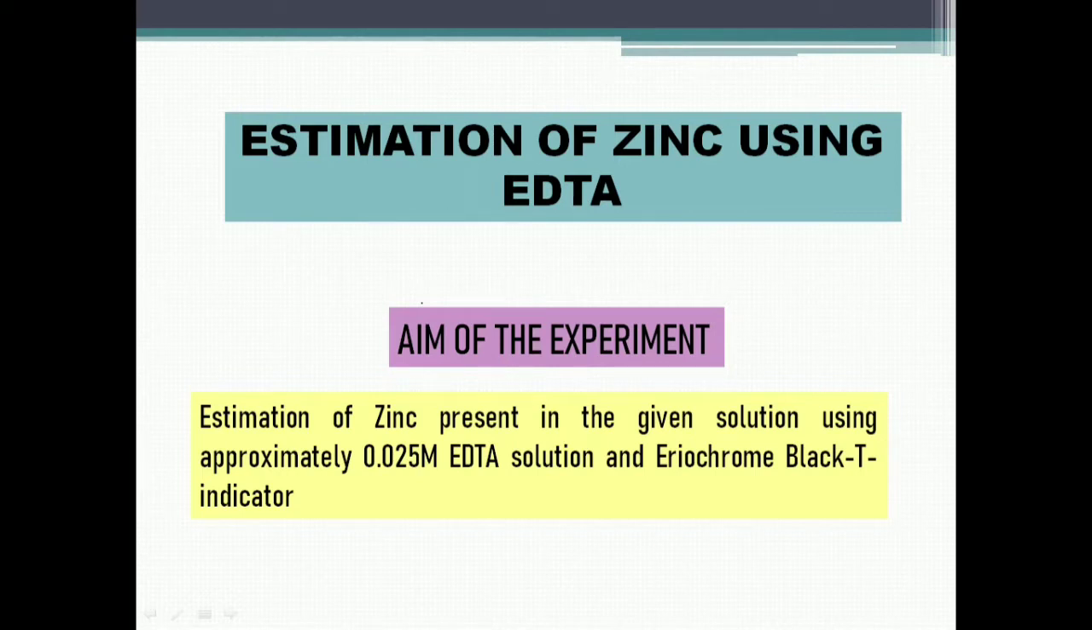A standard solution is one the concentration of which is exactly known. Since we are taking EDTA as the standard solution, the concentration of EDTA is fixed, that is 0.025 molar. So using this 0.025 molar EDTA solution and by making use of Eriochrome Black T as the indicator, we are going to find out how much of zinc is present in the given unknown solution.